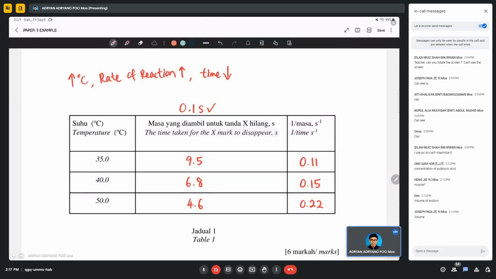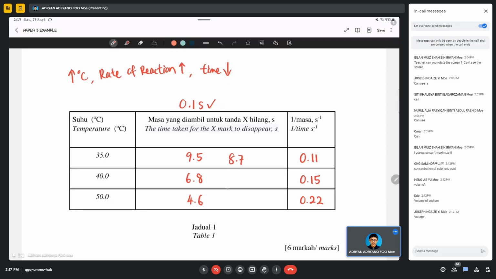So example, if you get here 8.7, right, then suddenly you say here 8.8, 9.0, then suddenly you get 5.6. Okay, like this, your data cannot have mark because it's not logic.